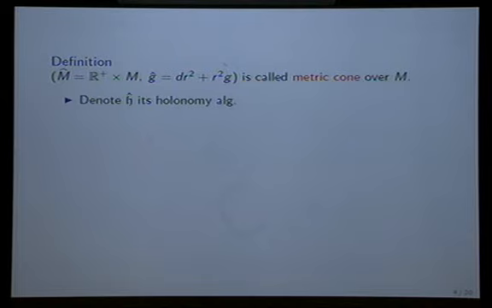And we denote the holonomy algebra of this cone by H hat. So hat always refers to the cone, and the unhatted quantities refer to the base manifold M.